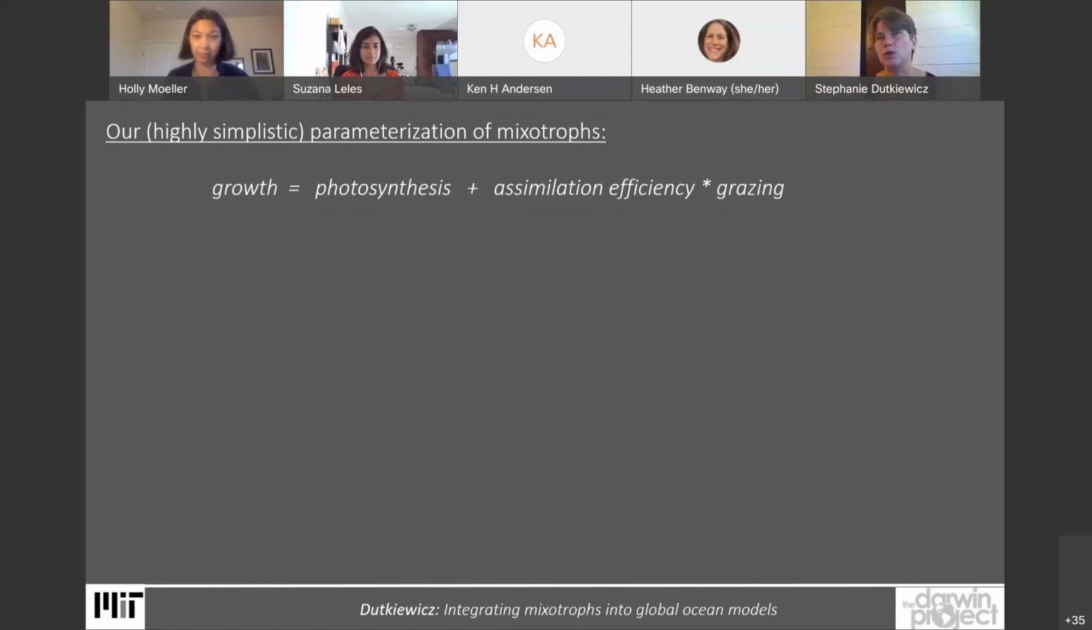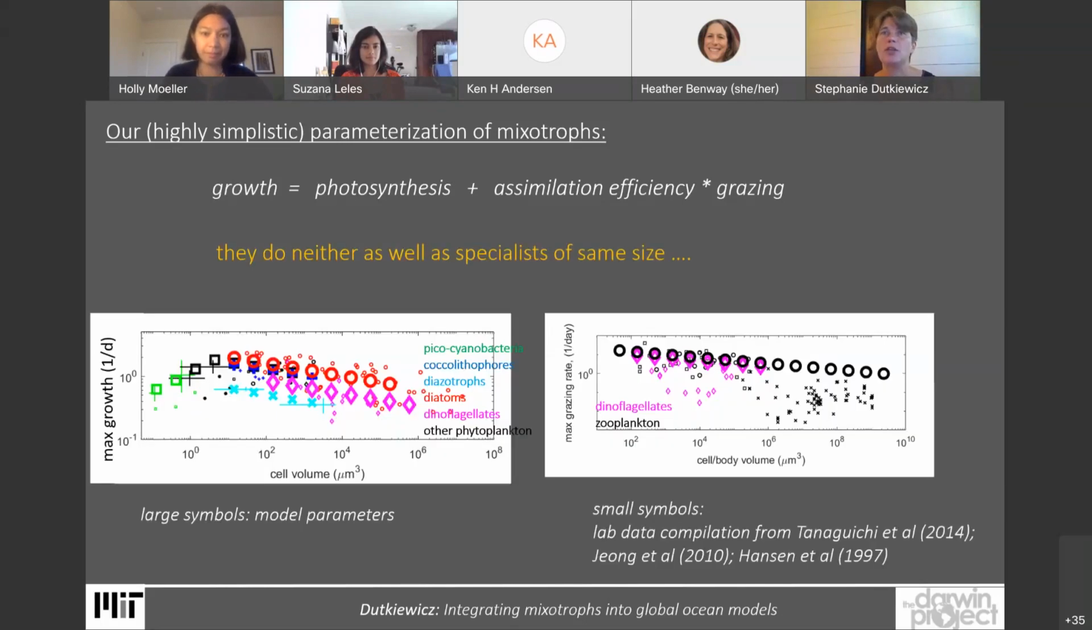However, because we're particularly talking about dinoflagellates, they don't do either as well as specialists of the same size. So in these two graphs, the one on the left is phytoplankton maximum growth rates as a function of cell size, and on the right is maximum grazing rates, again, as a function of size. The small symbols are lab results, and the different colors are different groupings. For instance, the red are diatoms, the dark blue are coccolithophores, and the purple are dinoflagellates.